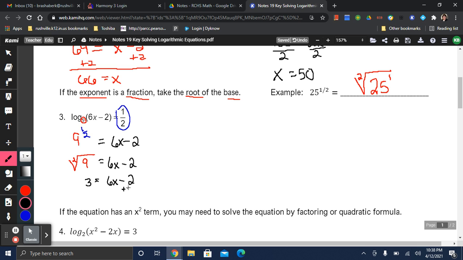We can add 2 to both sides of the equal sign. So 3 plus 2, that'll give us 5, equals, the 2's cancel. We'll have 5 equals 6x. Can divide both sides by 6, and you get x equals the fraction 5/6. So 5/6 is your solution.